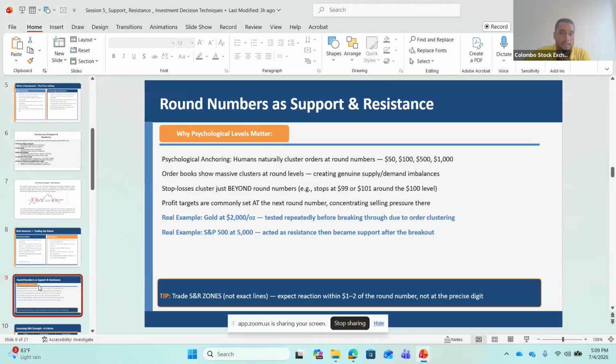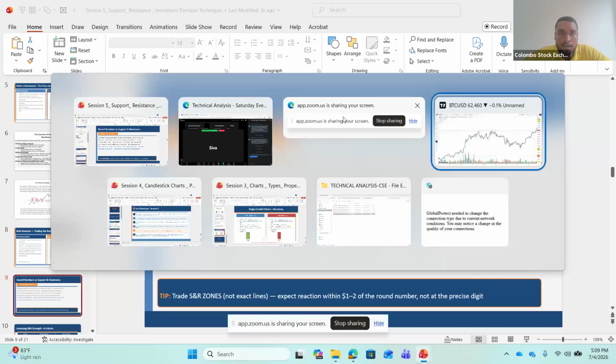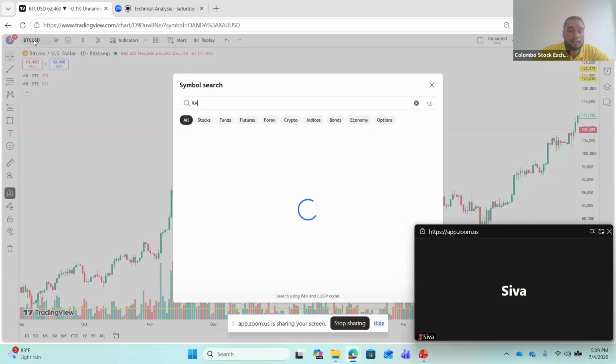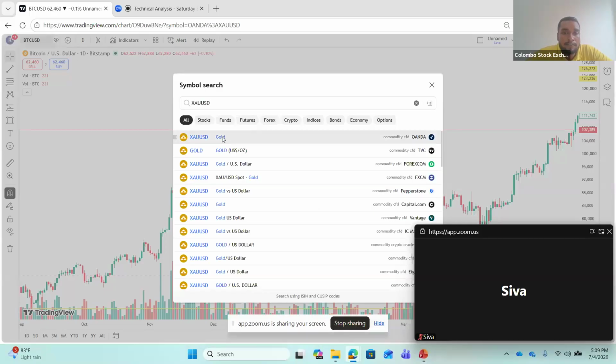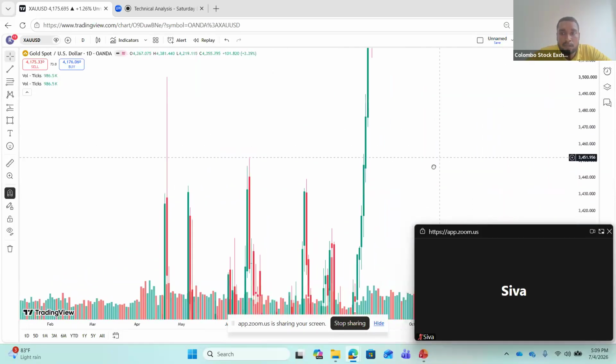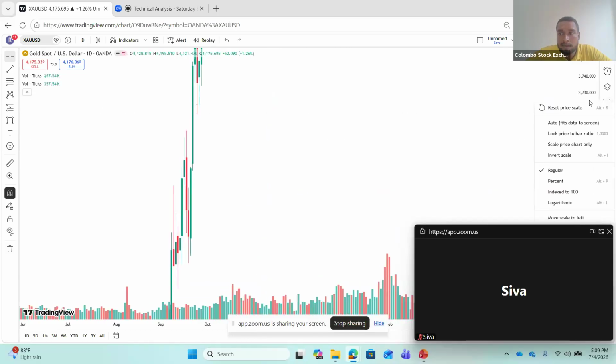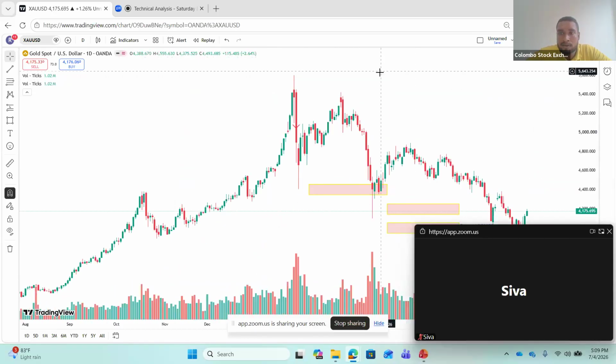Okay, so another thing I will discuss today is these round numbers as support and resistance levels. These are actually called psychological levels. For gold, if you look at the gold chart, the psychological level would be like the 5,000 level, right? 4,000 level, like that. Here also you can see it has rejected close to a round number, 5,600, not exactly that, but maybe the 5,500 level, right? These round numbers are psychological levels.